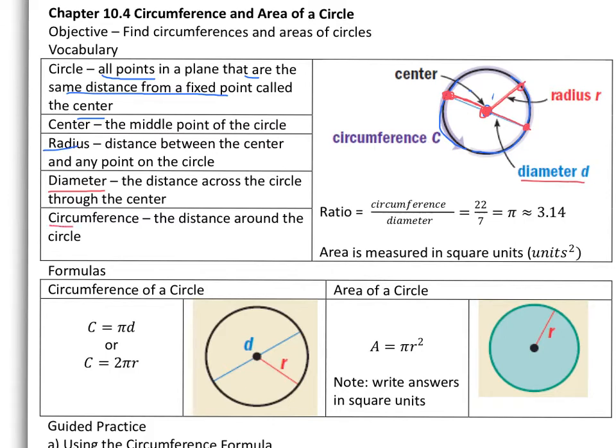The circumference of a circle is the distance around the circle. This will be our circumference. The ratio of a circle is measured by the circumference over the diameter, which is equal to 22/7. In other words, what we call pi, which is about 3.14. Please watch the video about where pi comes from.